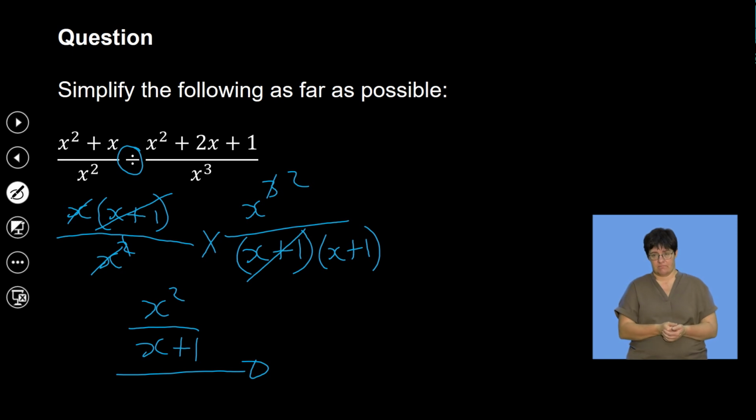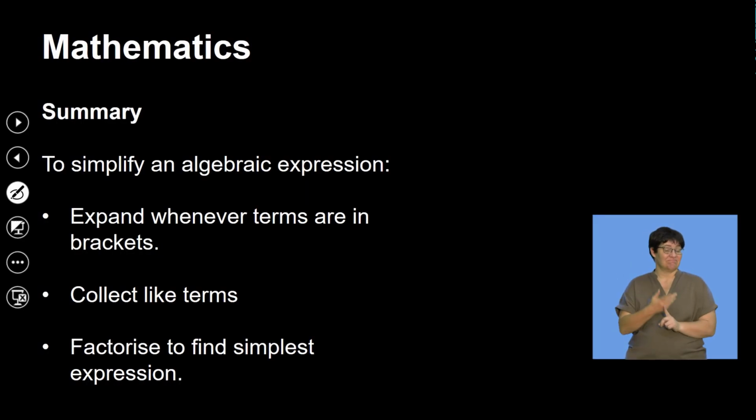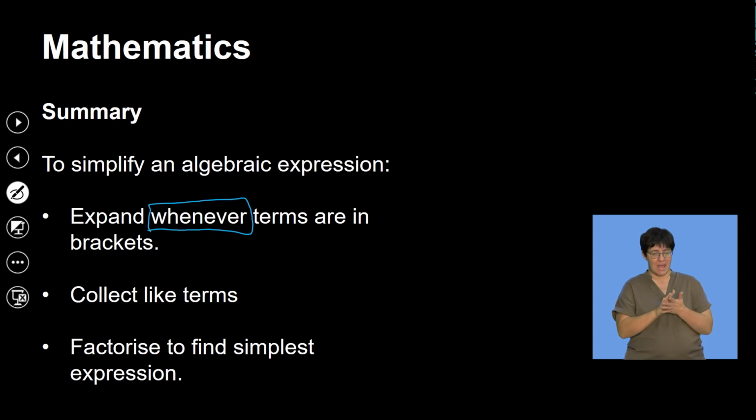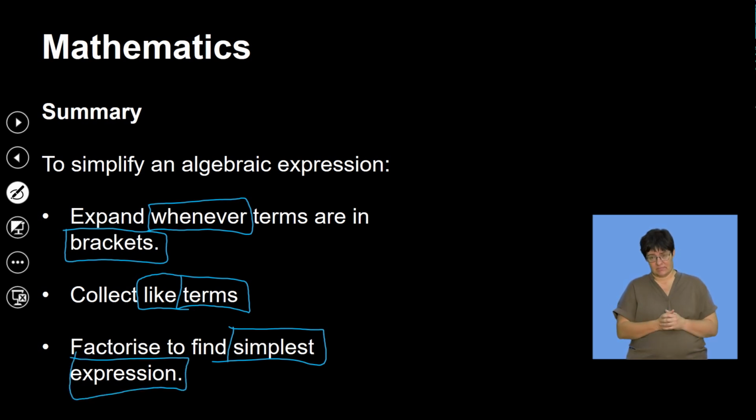The beauty of mathematics. Now, guys, what we've looked at so far: to simplify an algebraic expression, you need to expand, right? Whenever the terms are in brackets. Also, try to collect your like terms, right? Collect your like terms and then factorize to find the simplest expression, right? And please remember the types of factorization that we spoke about: your common factor, your difference of two squares, your trinomial, and your grouping.